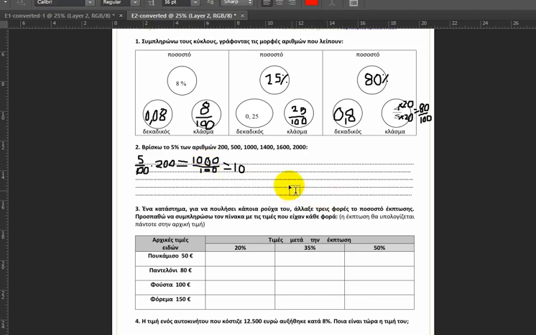Now, because of a lack of space, you could write this on a piece of paper. You could do the calculations and just write the answers here. But because of a lack of space, I'm just going to write the answers here. So I'm going to say that 5% of 500 is 25. If you did this same calculation, but instead of 200, you put in 500, you would have gotten 25.